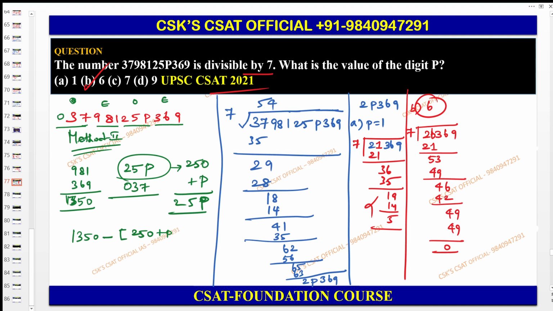Or else you can go, we have split it as 250 plus P. You can go here with another 37. Why? Here 37 is in the odd place. Then subtract this one: 1350 minus 250 minus 37 minus P. Now you people tell me the answer for this one.